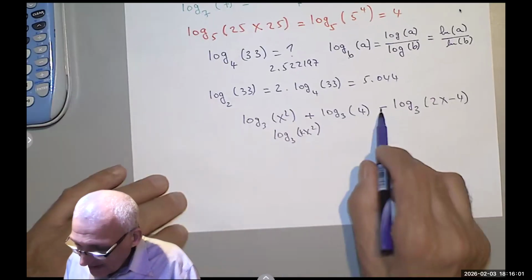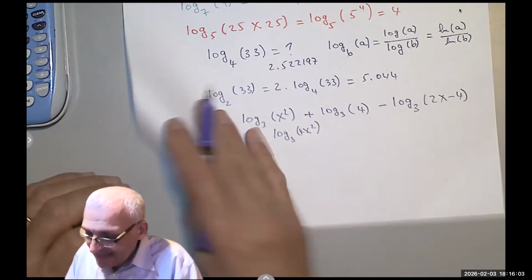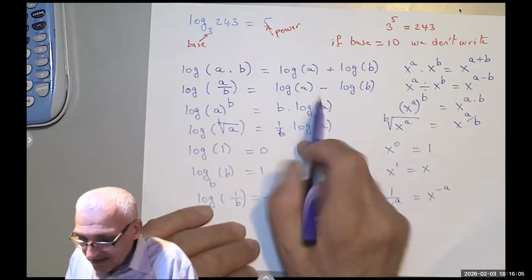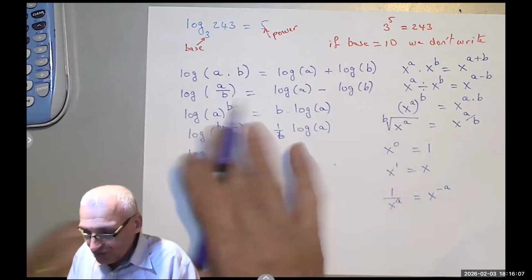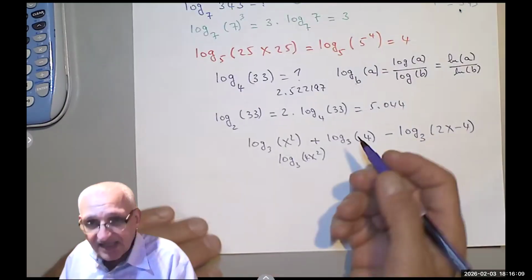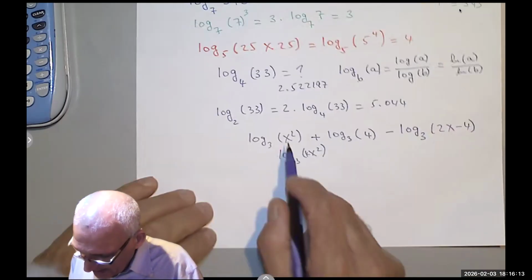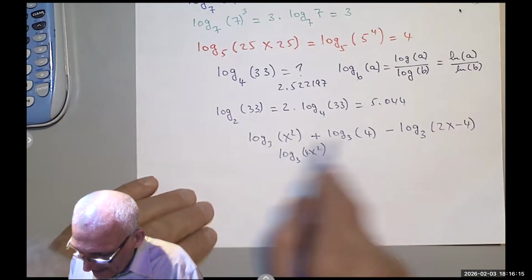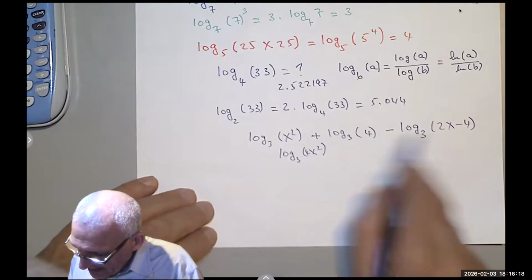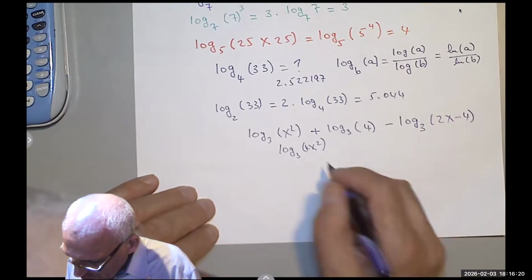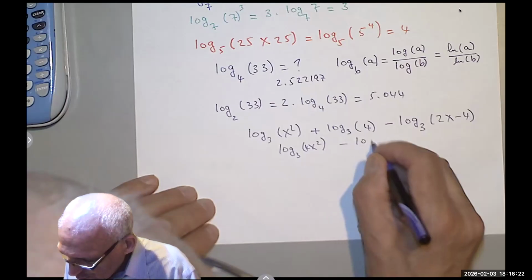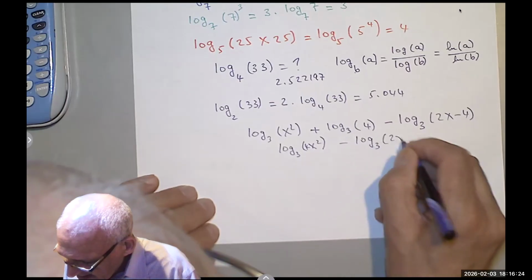And then when I have minus, that means I'm dividing. So you see what I did? I can do those in one step. I say plus, meaning I'm going to multiply 4 by x squared. Minus, meaning I'm going to divide. So let's write it in two steps. So the second step is that.